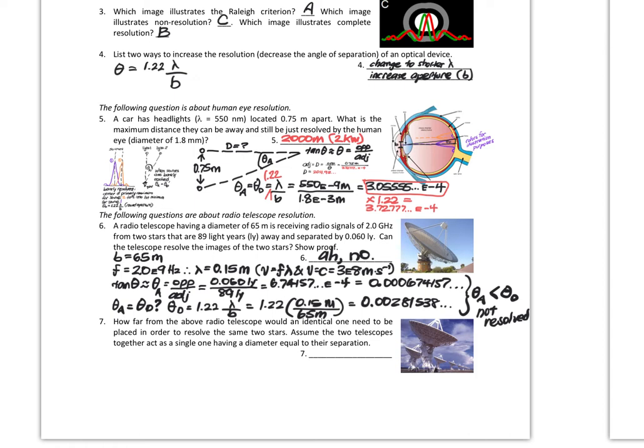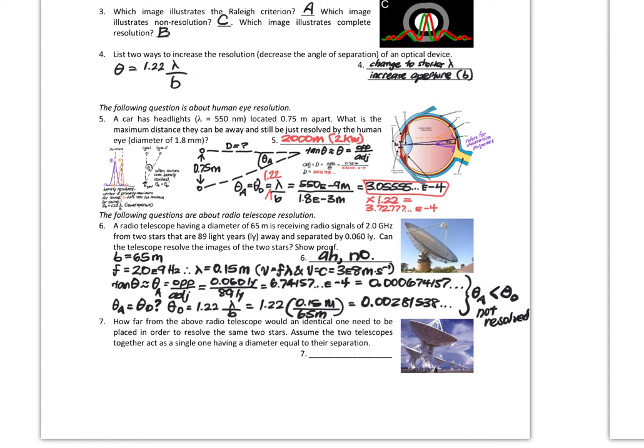Okay, so here we go with number 7. And looks like another radio telescope. So 7 is an interesting question. It's making reference to something called interferometry, which is using more than one radio telescope to act as a virtual telescope. That's when they say, assume the two telescopes together act as a single one with a diameter equal to their separation. That's what they're getting at. And it says, how far apart would they need to be?